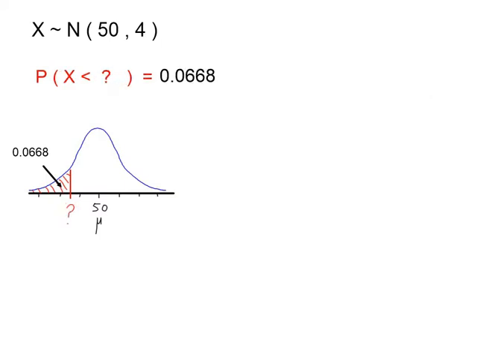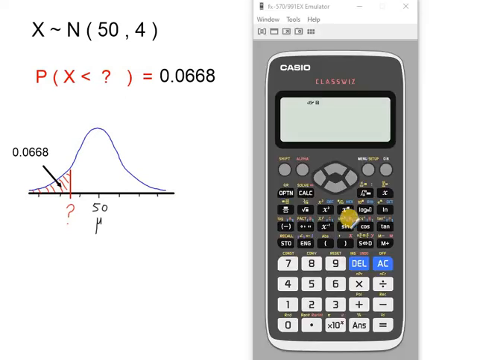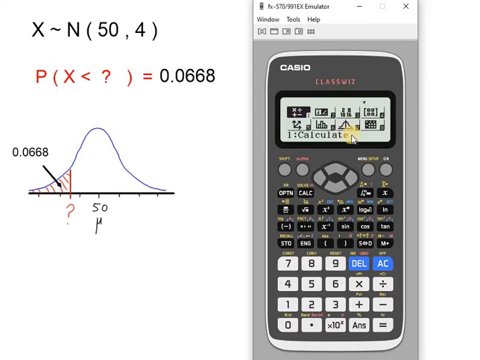Now here is the exact same context, but this time we're given the probability, but the value of x here is unknown. So this time we have to use the inverse normal distribution. So from the calculator, menu, option 7, inverse normal, option 3. So we use option 3 when probability is given and we're trying to work out a value of our random variable.